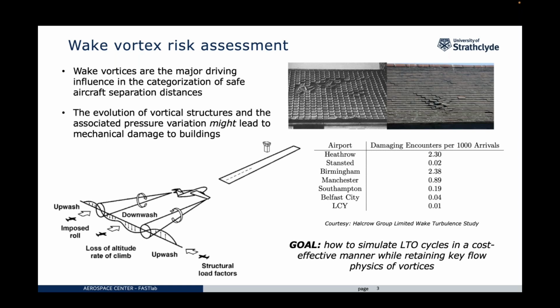So we have the imposed roll moments, loss of altitude, structural factors, and you can also have imposed yaw moments, just depending on the specific area of the vortex that you're crossing and the orientation of your aircraft. And these are not independent. These can happen coupled or decoupled, just depending on specific interactions.